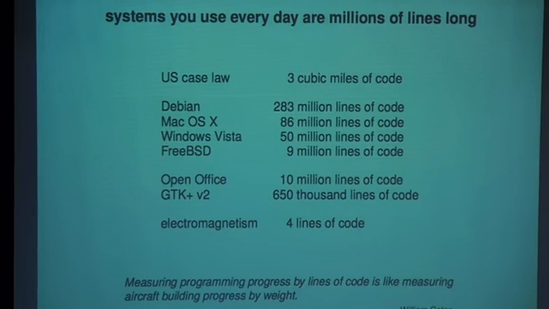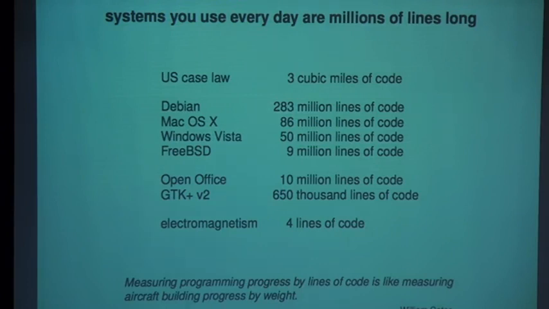And interestingly, some applications are larger than the FreeBSD operating system. OpenOffice, 10 million, and GTK, which is a toolkit that's used in quite a few open source systems, GIMP, for example, is 2/3 of a million lines of code. Compare that to the thing that makes this microphone work, 4 lines of code. Okay, I can hear myself now.